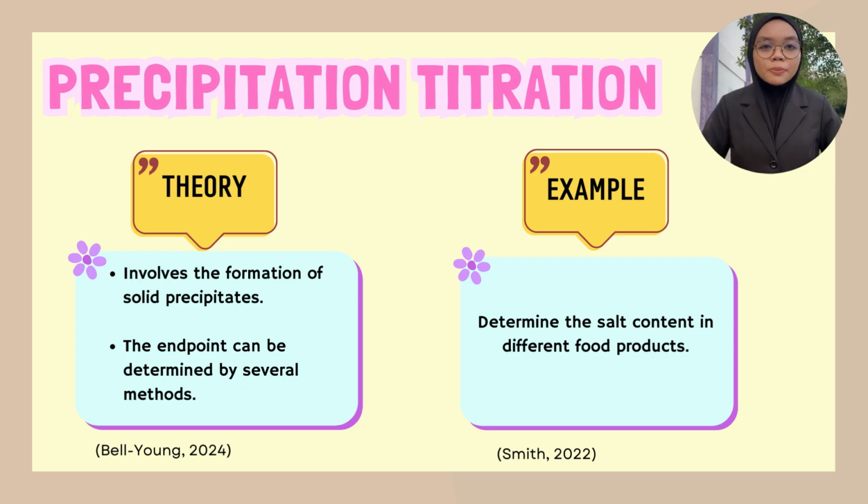Other than that, precipitation titration. In theory, this type of titration involves the formation of solid precipitates which are not soluble in water. The endpoint can be determined by several methods, such as by light scattering as the solution becomes cloudy, or by using a potentiometer. As an example, precipitation titration can determine the salt content in different food products.